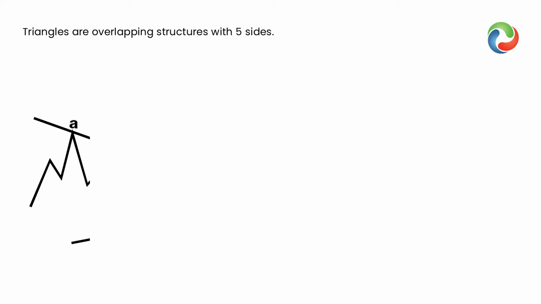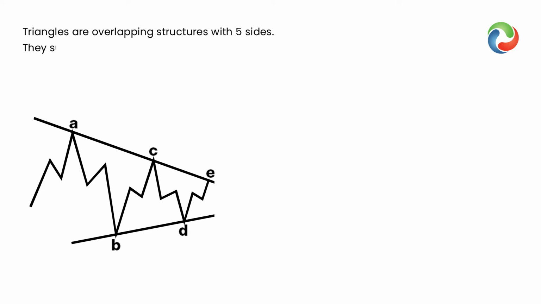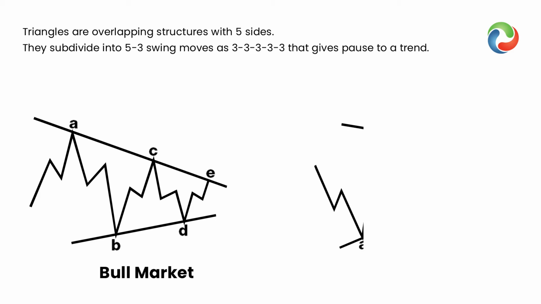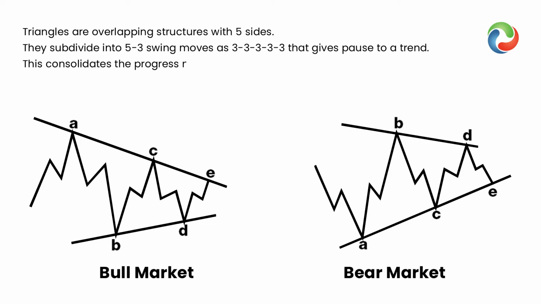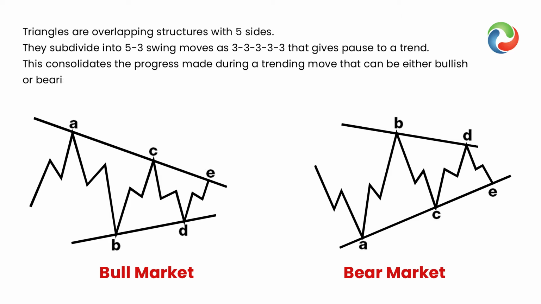Today, we're going to learn about another Elliott wave structure, i.e., running triangle. Triangles are overlapping structures with 5 sides. They subdivide into 5-3 swing moves as 3-3-3-3-3 that gives pause to a trend. This consolidates the progress made during a trending move that can be either bullish or bearish.